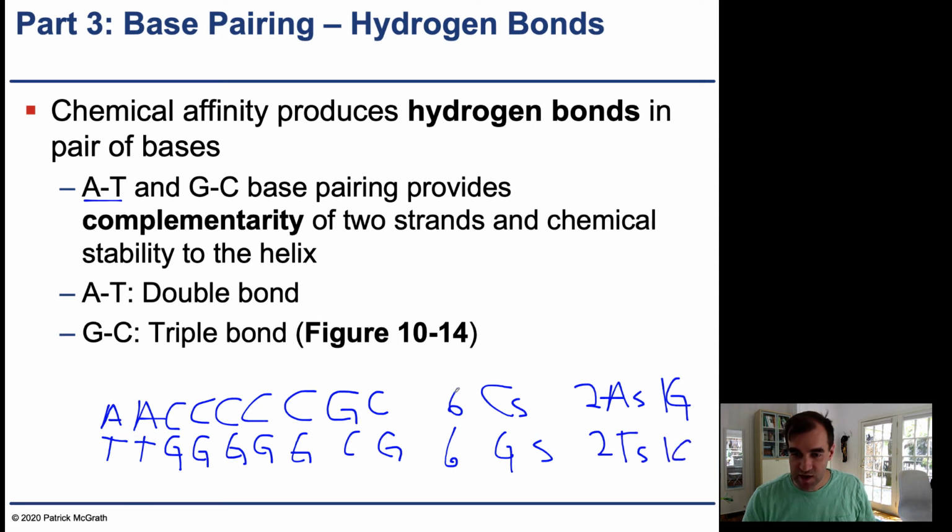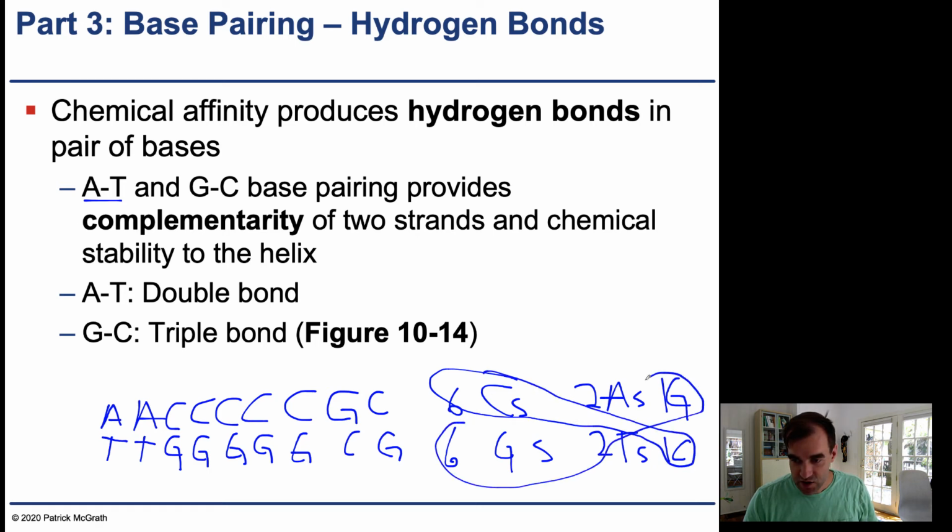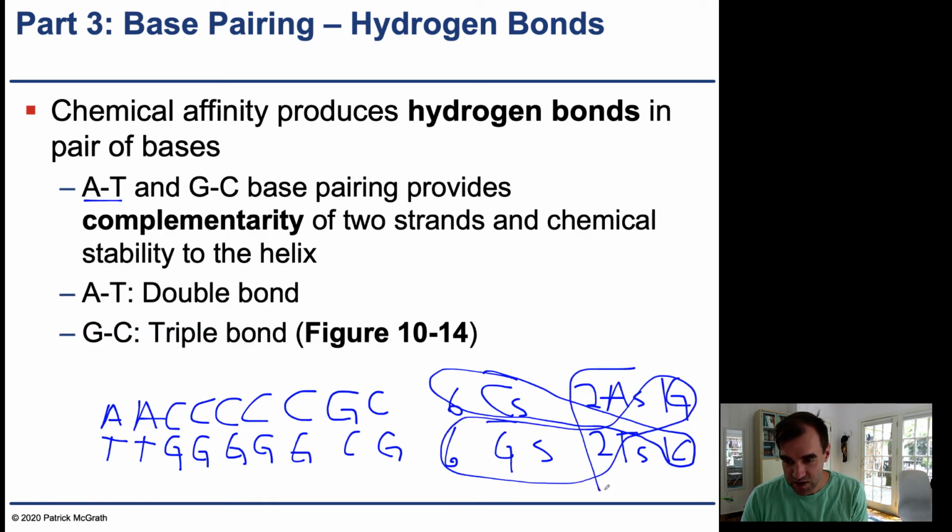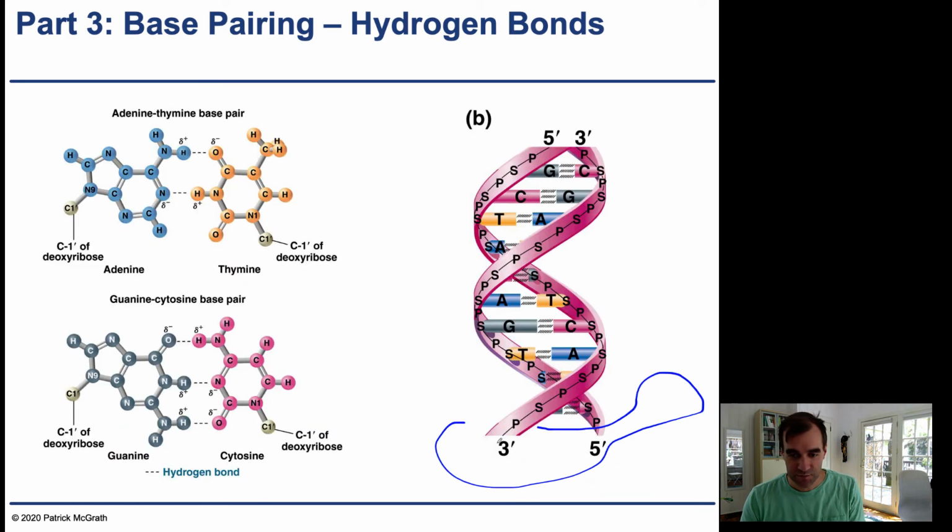And so if we add this up, there's 7 C's, right? This and this. There are 7 G's. So that's why there's always an equal and opposite amount of G's and C's. And that's why there's always an equal and opposite amount of A's and T's.